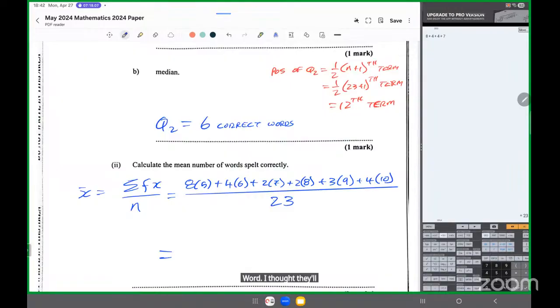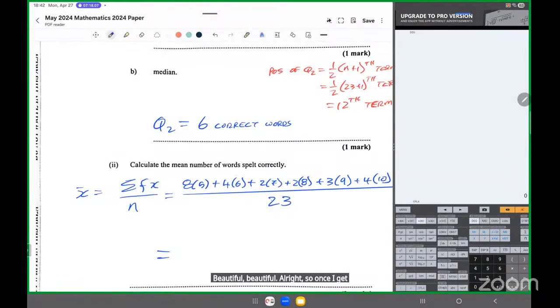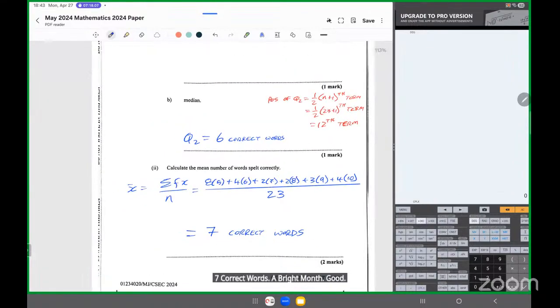7 again. That's how you do it. If they put it in a table, do it just like this. Beautiful. All right. So once you get 7 exactly. You get 7 too? 7 correct words. Good. 7 correct words.